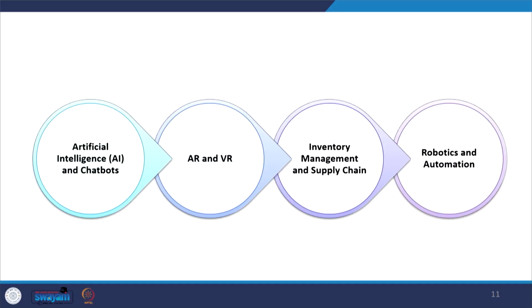Now, as we move further, we'll be talking about some more facets where technology can be utilized for the best retailing experiences for the shoppers. These can be AI and chatbots, AR and VR, inventory management and supply chain, and finally robotics and automation.